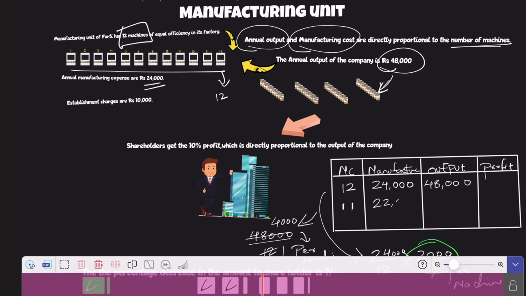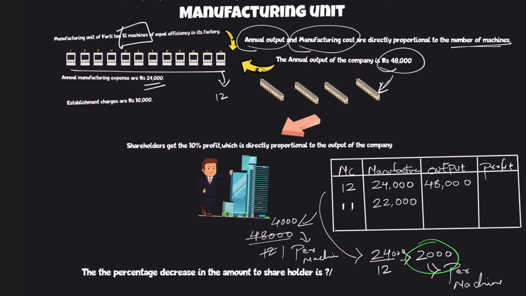Okay, now what is happening? Instead of 12 machines, I am keeping 11 machines. So 11 machines will give me what? Manufacturing of 22,000 and an output of 44,000. How is this happening? Per machine, I require an expense of 2,000. So if I reduce the machines from 12 to 11, the manufacturing expense will reduce by 2,000, so for 11 machines it will be 22,000. The cost will reduce, but so will the output. Per machine gives an output of 4,000, so if I reduce the machines from 12 to 11, the output will reduce from 48,000 to 44,000.